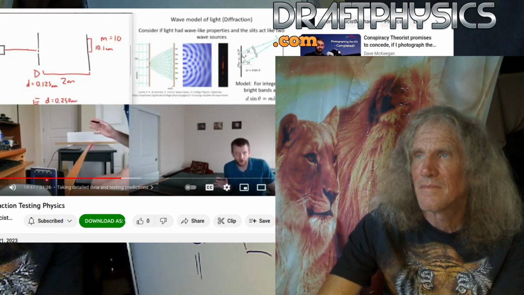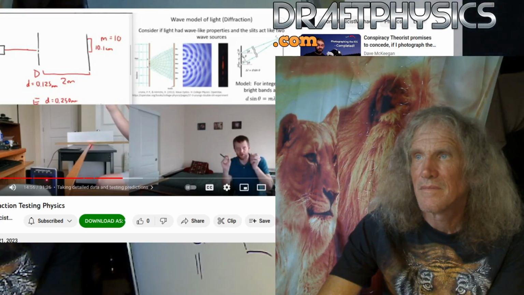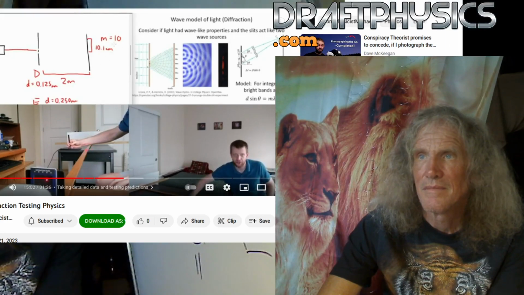And based on our previous observations, based on this model that we are trying to develop, this wave model of light, if those dots get further apart, those bright bands should get closer together. So when we look at the 10th band, it should be smaller than 10.1 centimeters.